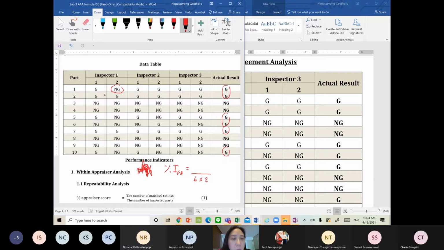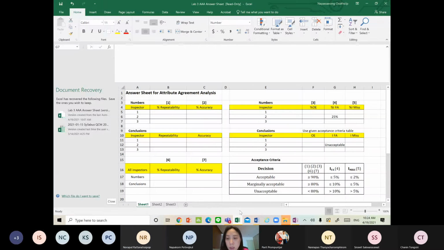5, like this, right? 1, 2, 3, 4, 5. Okay, that's right. 5 out of 12, which is how many percent? 42%. Okay, and your conclusion will be? Unacceptable. Okay, good.